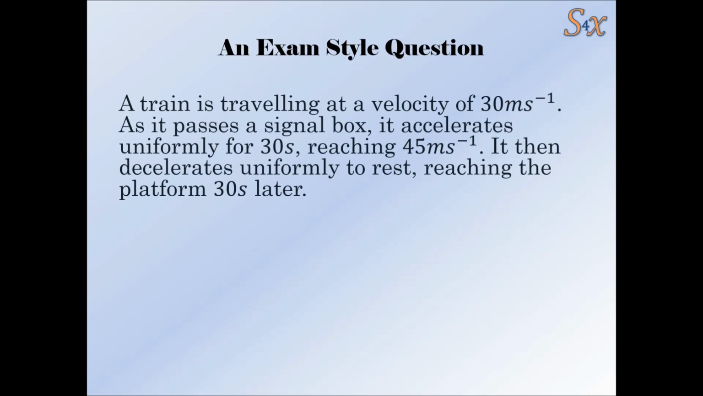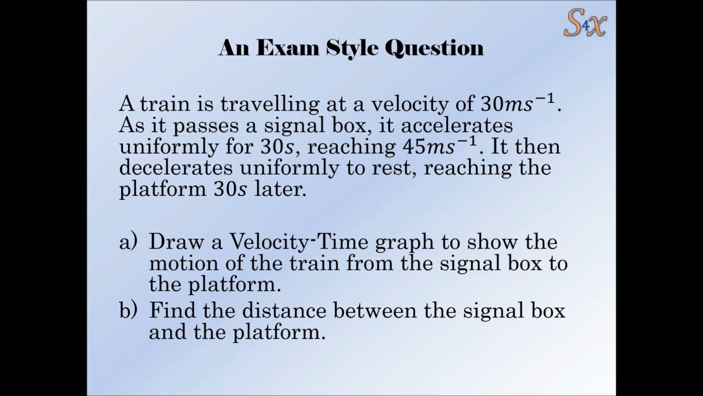Speaking of, let's have a look at an exam question to finish off. So this time we've got a train traveling at a velocity of 30 meters per second. As it passes a signal box, it accelerates uniformly. We get the speed and the time. It then decelerates uniformly. We get told when it reaches the platform. We're going to draw a velocity time graph to show the motion, and then we're going to find the total distance traveled by the train.